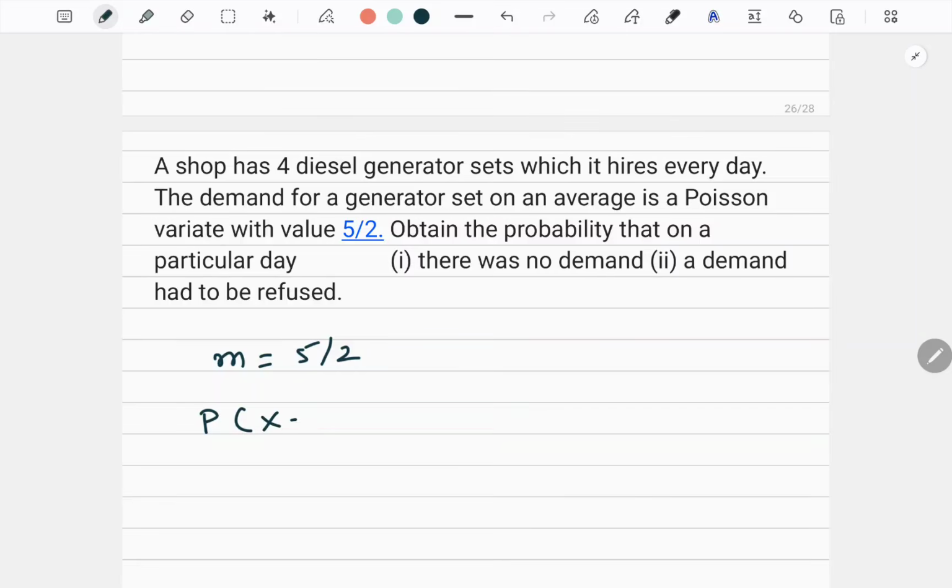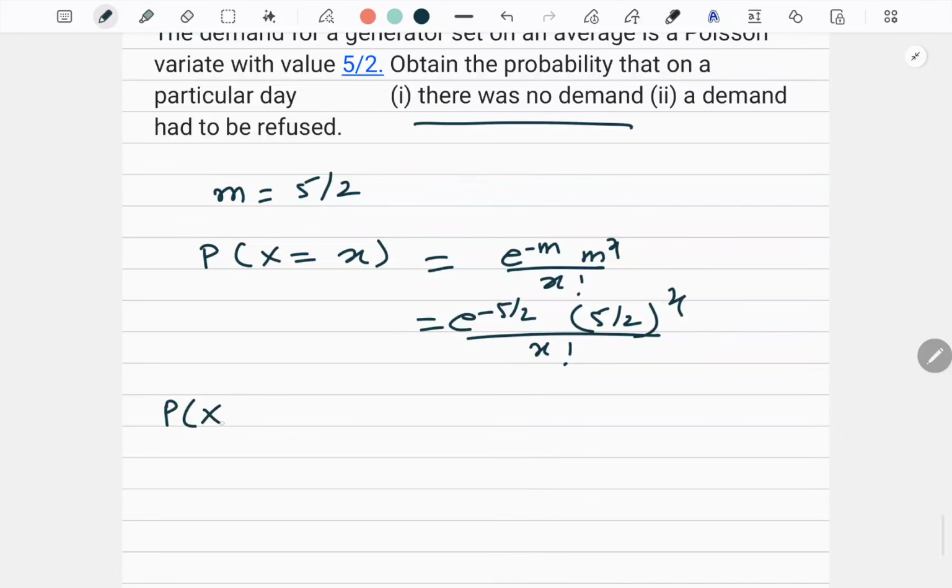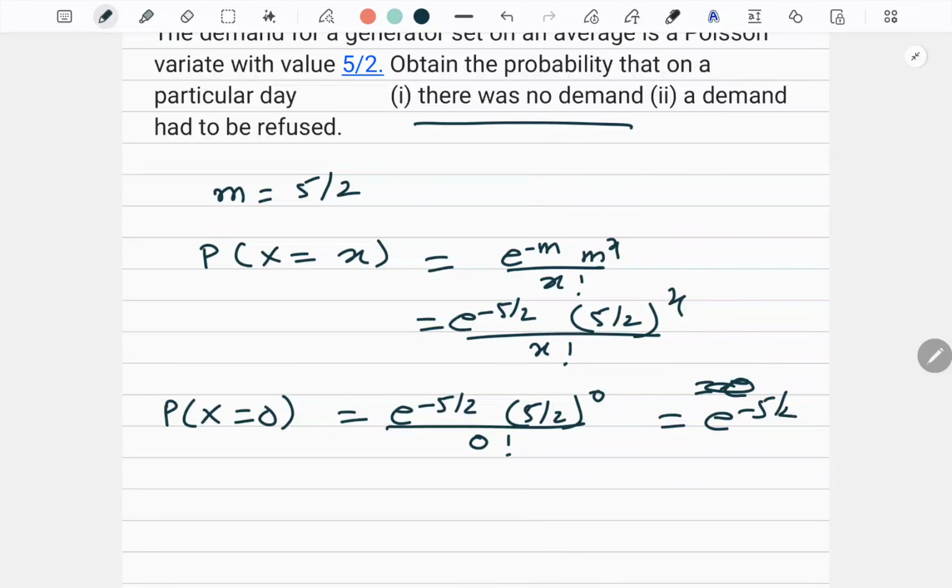So what is the probability formula here? Pause the video, try to do it yourself. So e to the power minus m, m to the power x upon x factorial. So e to the power minus 5 by 2, 5 by 2 to the power x upon x factorial. Now there was no demand means x is equal to 0. So probability for x is equal to 0 is equal to e to the power minus 5 by 2, 5 by 2 to the power 0 upon 0 factorial. So this will become e to the power minus 5 by 2. So take out your calculator and calculate this.